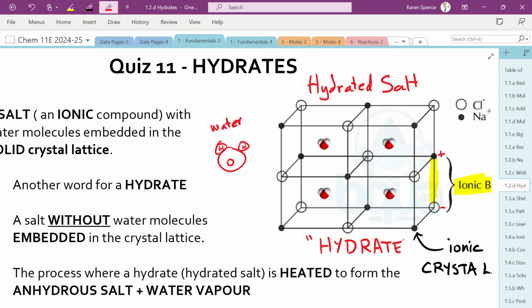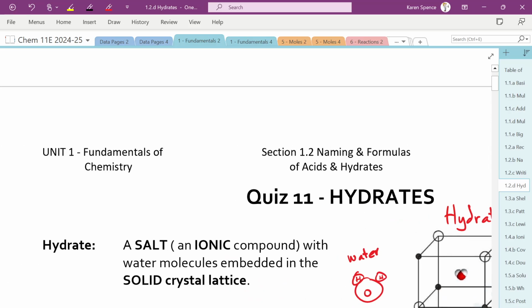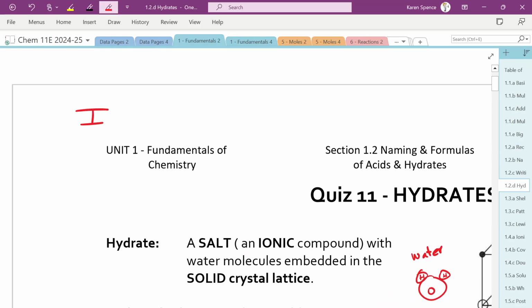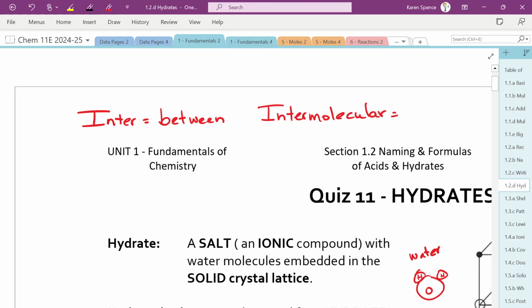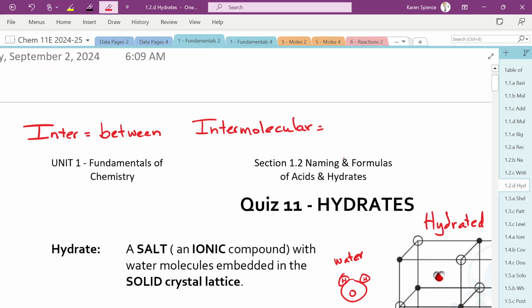Okay? And the prefix inter, does anyone know what inter means? If you go on an international flight, you're flying between two different nations, international. So inter means between. Okay, and if we have intermolecular, what would that mean? Between molecules.